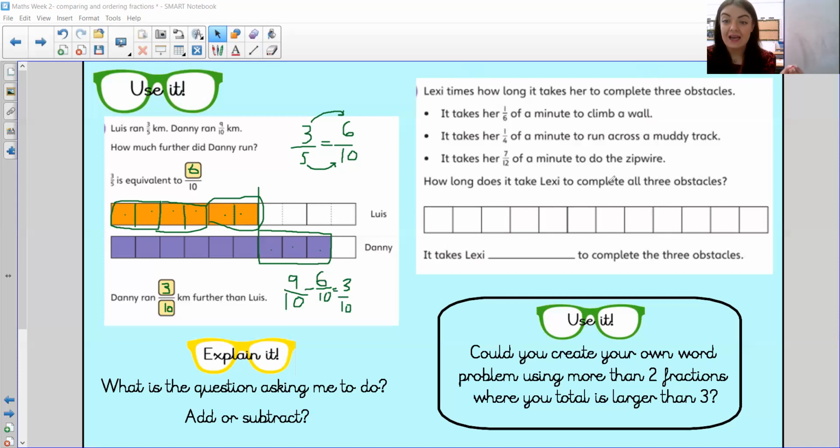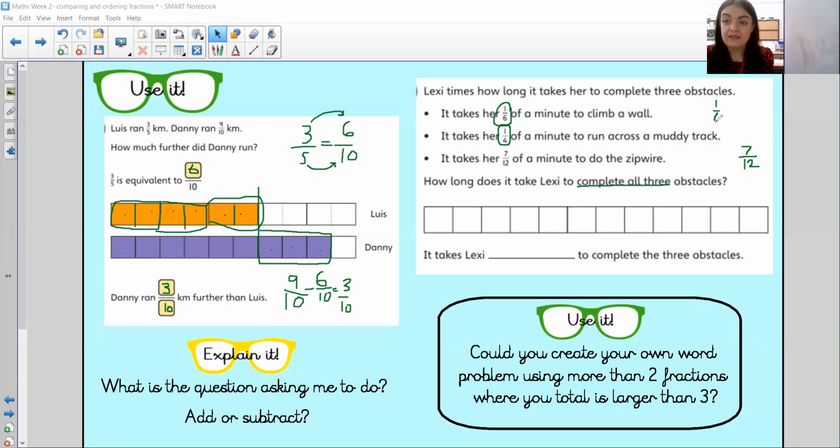Okay, so how long does it take Lexi to complete all of them? What am I doing there? That big keyword is to complete all 3. I'm thinking straight away, I'm going to have to add them together. You can see here that they've given you a pictorial representation, 1, 2, 3, 4, 5, 6, 7, 8, 9, 10, 11, 12, which is split into 12 equal parts. So they've already given me a clue that I'm going to convert and find the equivalent fractions in 12ths. So 7/12 can stay the same, but I'm going to have to change my 1/4 and my 1/6, just like we did in that last question.